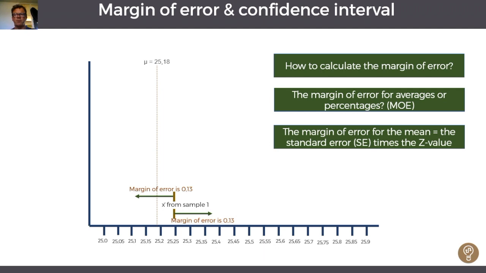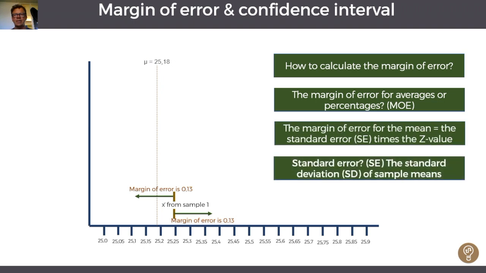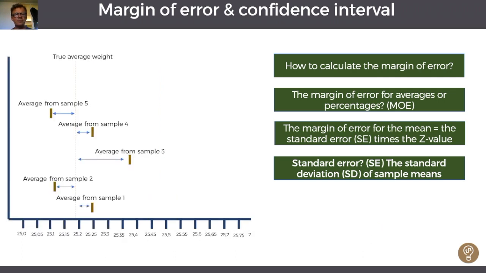The margin of error for the mean is the standard error times the z-value. The standard error, what's that? Well, that's the standard deviation of the sample means. So you saw that 5 samples had 5 different averages or means. So you can calculate the standard deviation of the average of the samples. Well, of course, you don't want to take multiple samples because it takes a lot of time. So you can calculate the standard error with a formula.